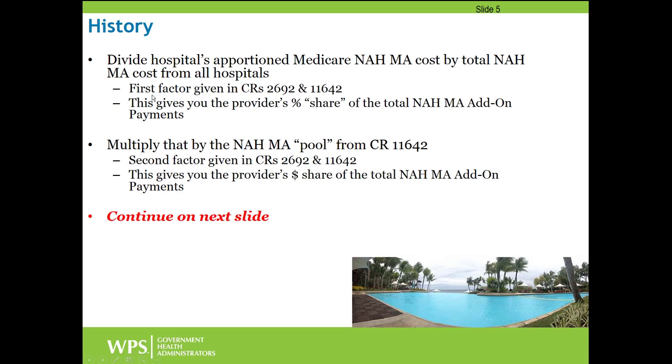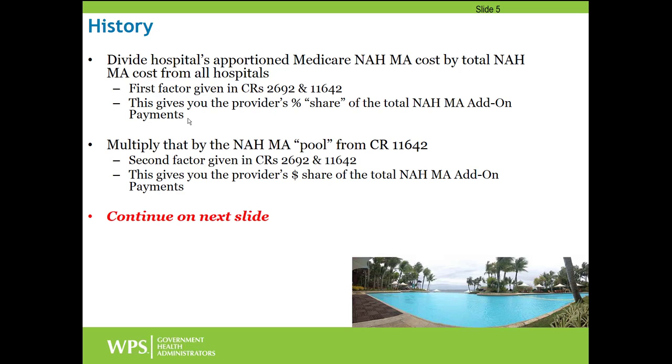Now this is the first factor that CMS calculates for us. They originally gave it to us in Change Request 2692, and then the very recent update is this 11642. So we're going to use these later factors, and that's the big change in this change request, as we'll see later. Now this gives you the provider's percentage share of the total nursing and allied health Medicare Advantage add-on payments, the percentage share of the total pool, basically.